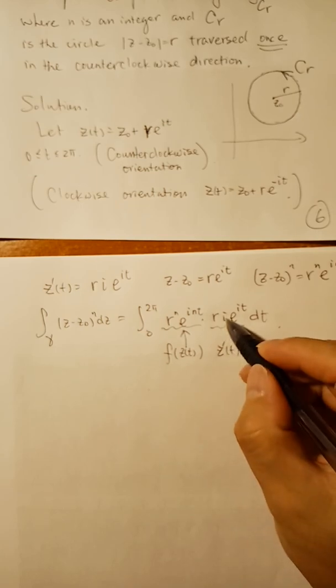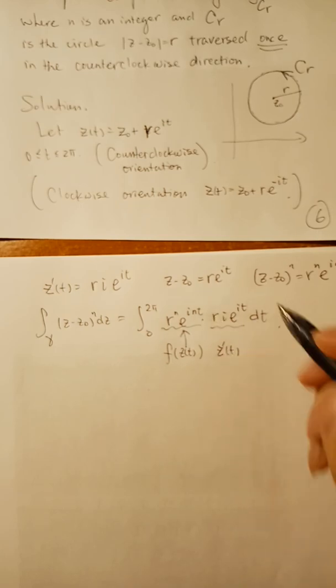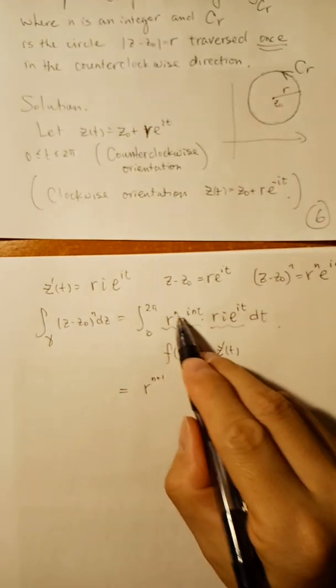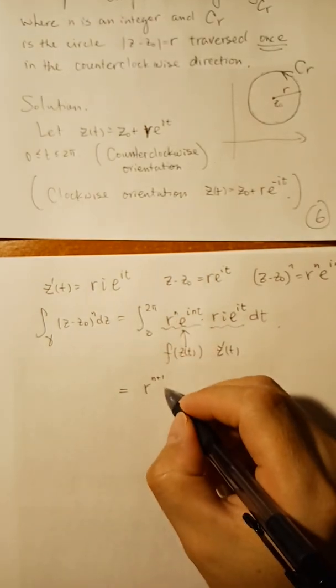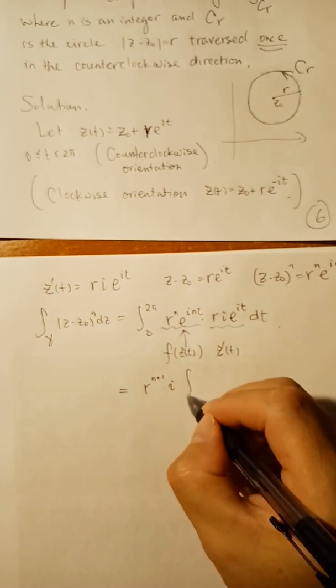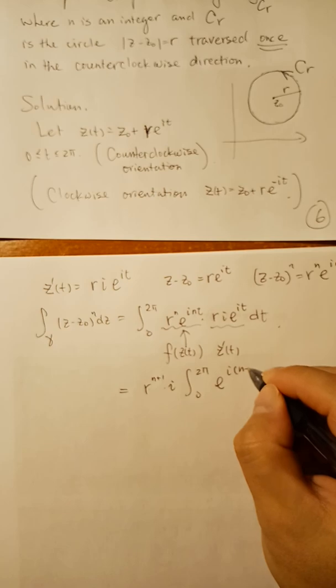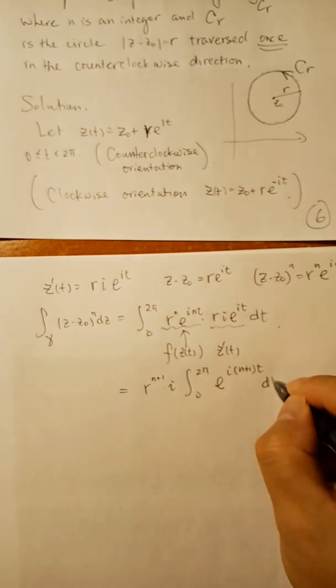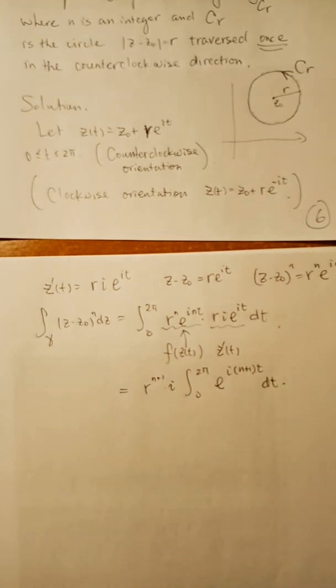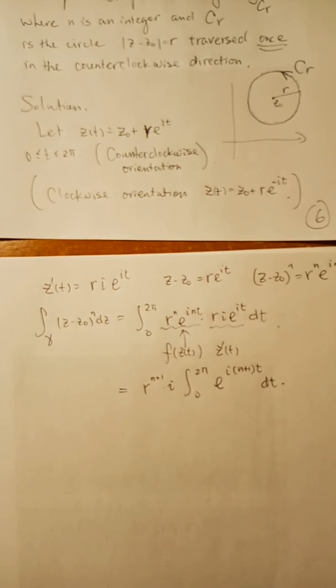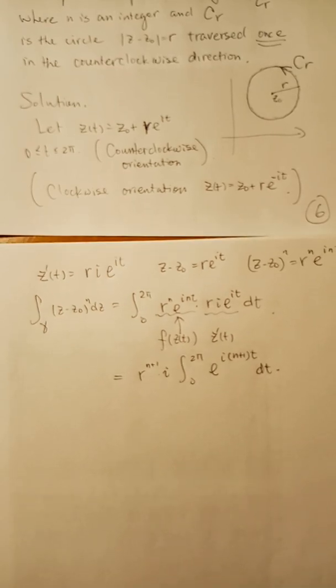Okay, so i is a constant, R is a constant. You can move these forward. So it's R^(n+1) times i, integral from 0 to 2 pi of e^(i(n+1)t) dt. Okay, so we simplify it. Now we have cases.